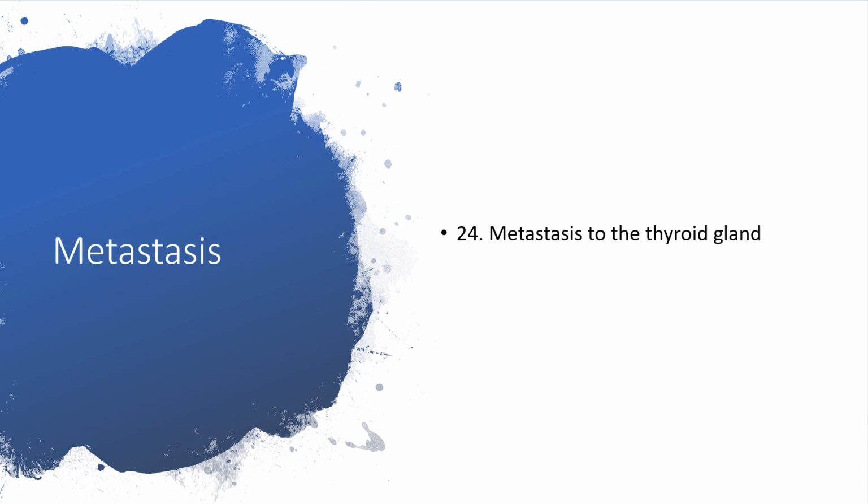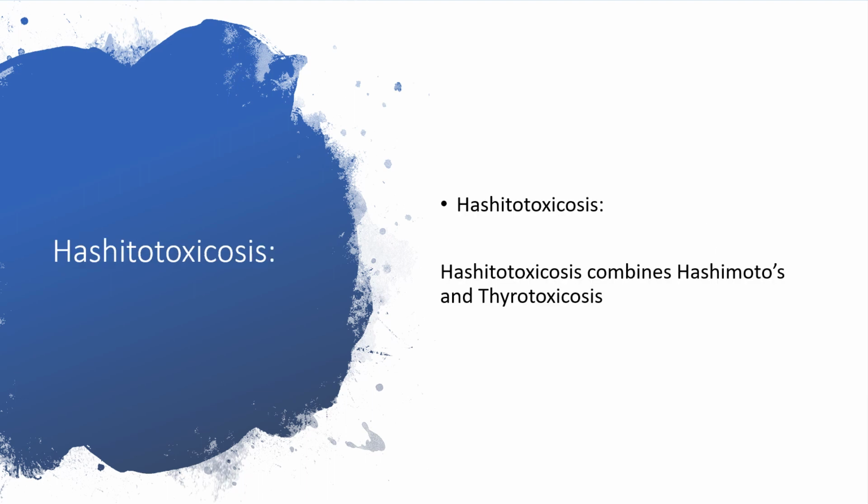Metastasis. Metastasis to the thyroid gland could shoot out the thyroid hormones. Hashitoxicosis. Hashitoxicosis simply means a combination of Hashimoto's and thyrotoxicosis. If that's the case, the hyperthyroidism we're dealing with right now is secondary to that.